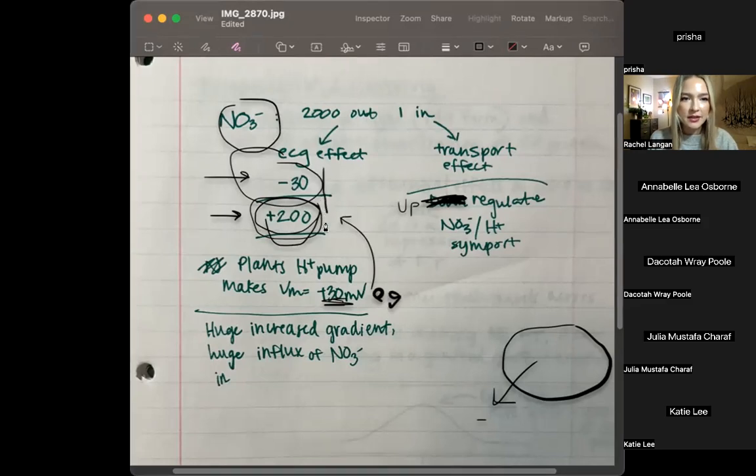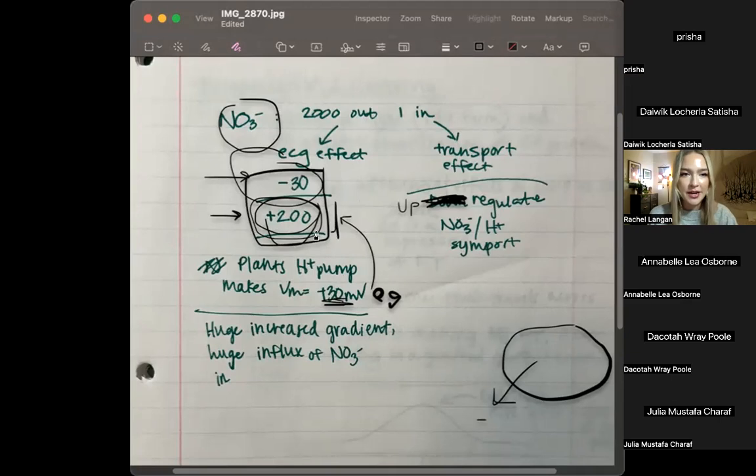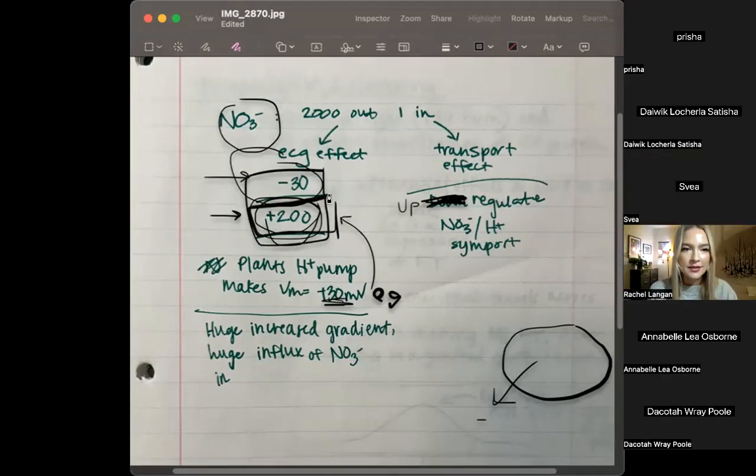These are not the membrane potential. These are the CG of nitrate. And they're not the ECG, they're the CG, and then you combine the negative 130 and the CG to get the ECG. Yes. Okay, that makes more sense. The gradient is going to be much higher in this case. Cool, perfect. Thank you.